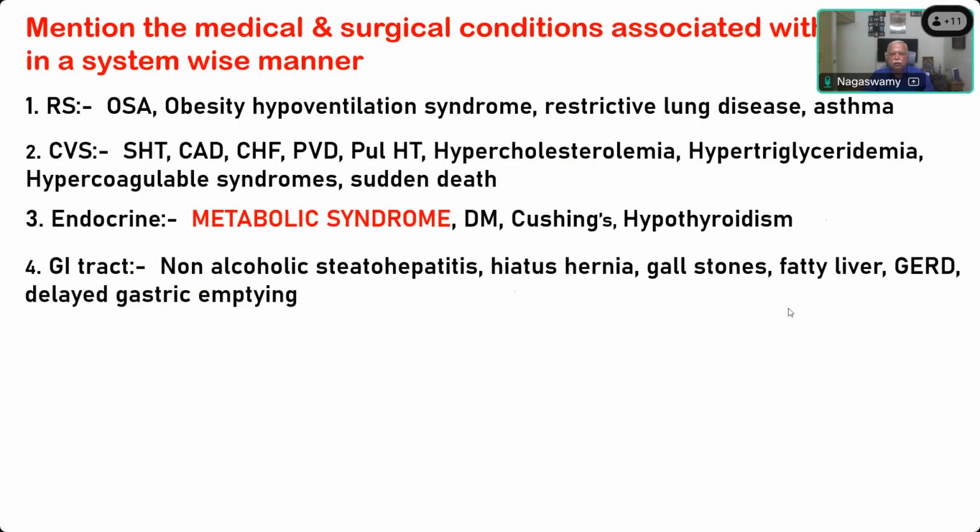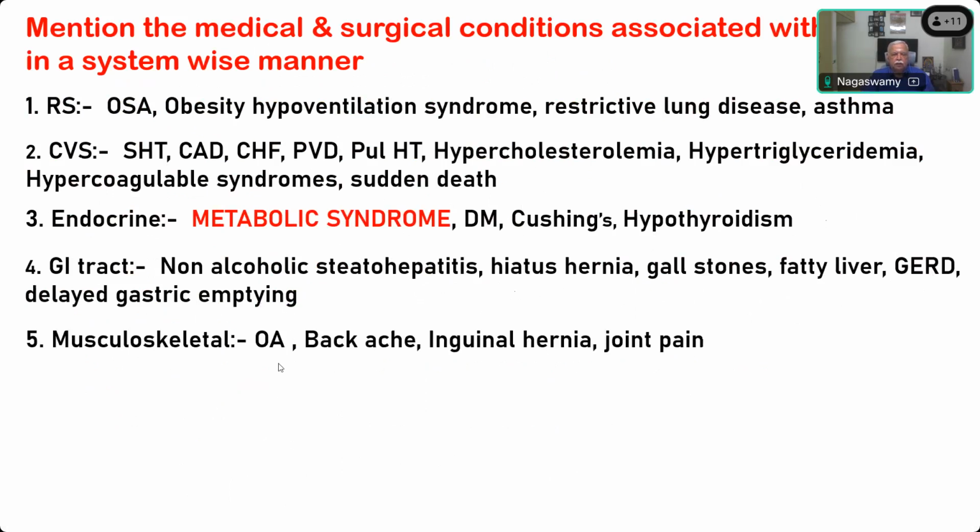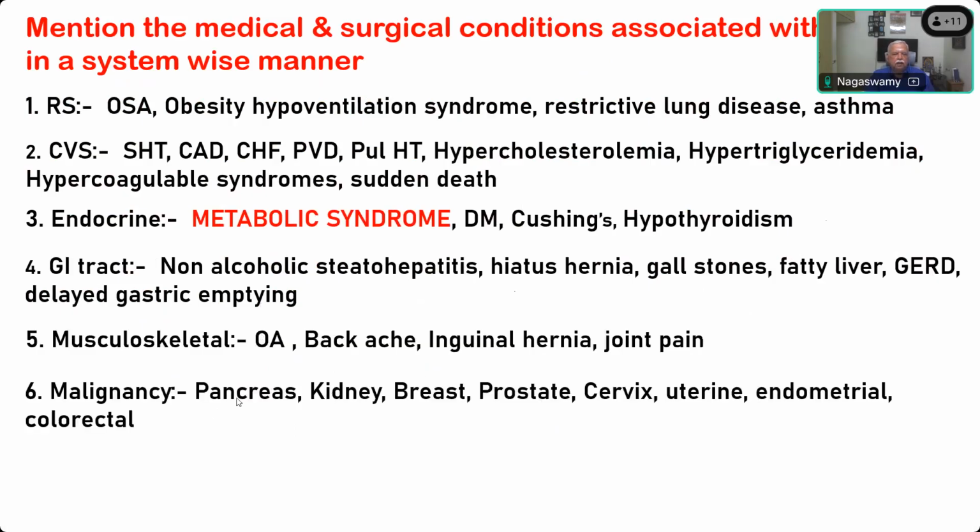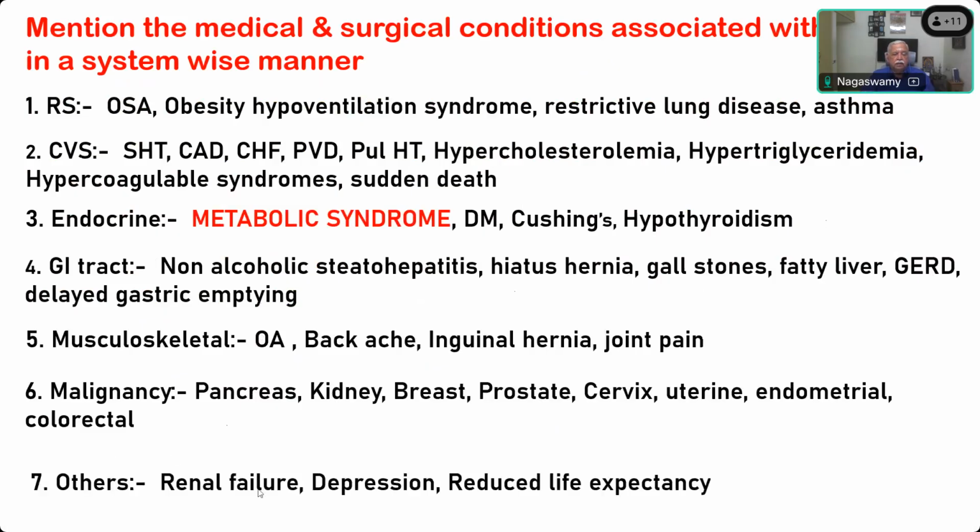And they may have gallstones, fatty liver, delayed gastric emptying. Musculoskeletal, they may have early OA, and they may have severe backache. They may develop inguinal hernia, and they can have joint pains in all the joints. And they are more prone to malignancy of pancreas, kidney, breast, prostate, cervix, uterus, endometrium, and colorectal malignancies are very common. And other things, because of the fluid imbalance, they can go in for renal failure.